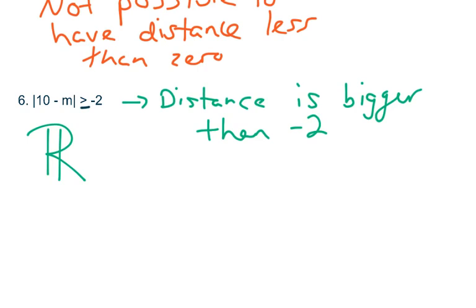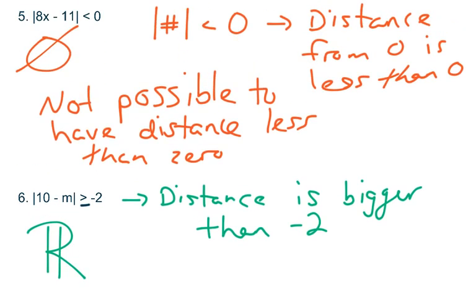Okay, all real numbers. You can pick any number you want, put it in there for m, take the absolute value of 10 minus m, and you are going to get something that's bigger than negative 2. The smallest distance you could ever come up with for the absolute value of 10 minus m would be 0. And 0 is always going to be greater than negative 2. So any number you pick for m is going to give you a solution. Just like with this one, if you pick any x, plug it in, you're never going to have a distance that is less than 0. The smallest distance you can ever have is 0 itself.